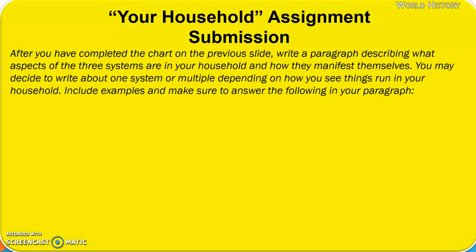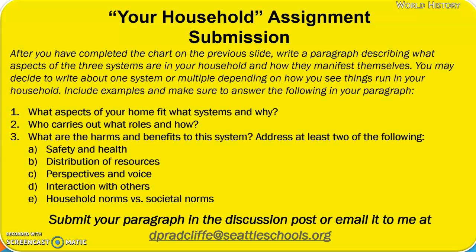When you're done with your data collection, you're simply going to submit a paragraph describing what aspects of the three systems are in your household and how they manifest themselves. So you may decide to write about just one of the systems or multiple, depending on how you see things running your house. Include examples and make sure to answer the following in your paragraph. What aspects of your home fit what systems and why? Who carries out what roles and how? And what are the harms and benefits to this system?